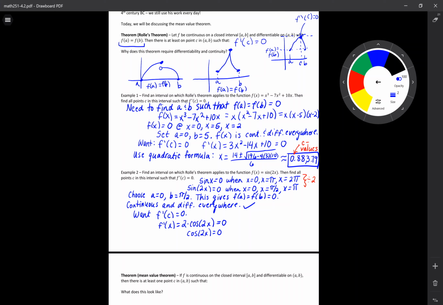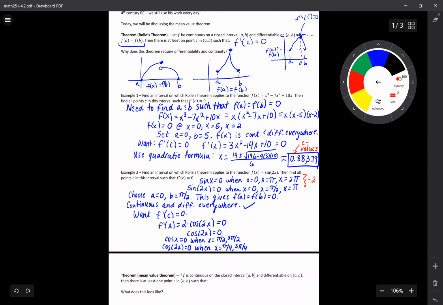And let's see, I know that cosine of x, plain old x, is equal to 0 when x equals pi over 2 and 3 pi over 2. So that means that cosine of 2x equals 0. Again, I divide both of these x values by 2 in order to compensate for the multiplying by 2. So when x is equal to pi over 4 and 3 pi over 4.